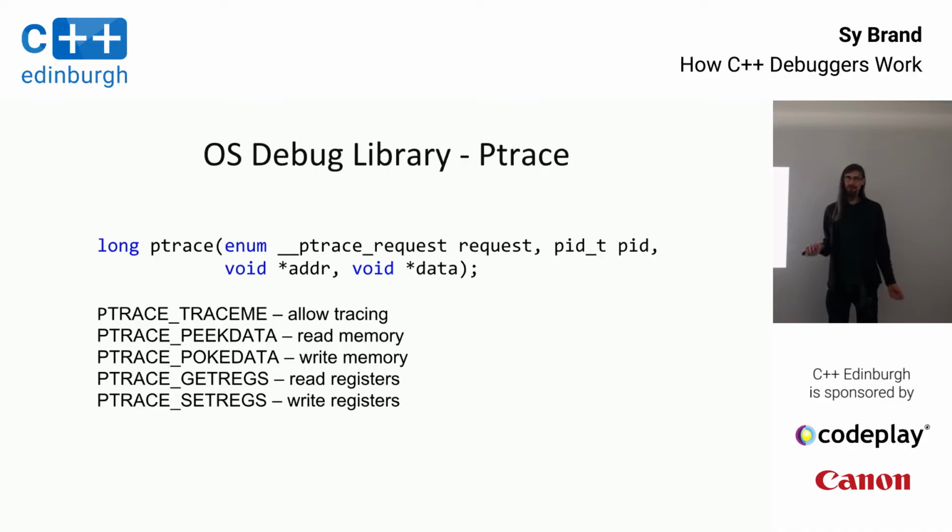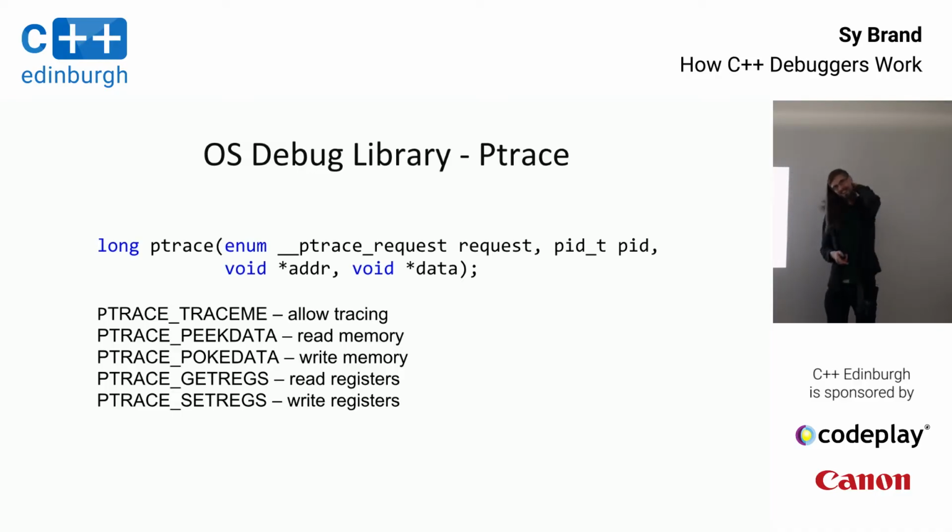So some things you can do are, you can say, okay, I want to allow tracing to happen on this process. Or I want to read memory of some other process. I want to read registers, write registers. So these are all just enumerators which you pass in as a request. And then depending on what that request is, the other arguments are interpreted differently.